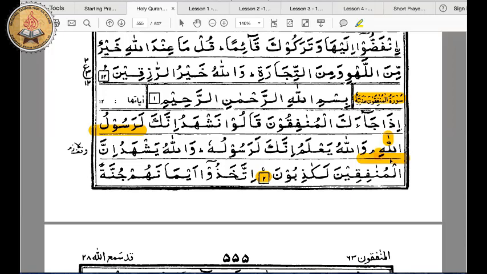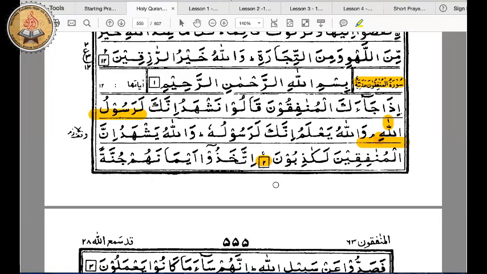لرسول الله والله يعلم إنك لرسوله. Excellent. You can carry on. والله يشهد إن المنافقين لكاذبون. Excellent. Jazakallah.